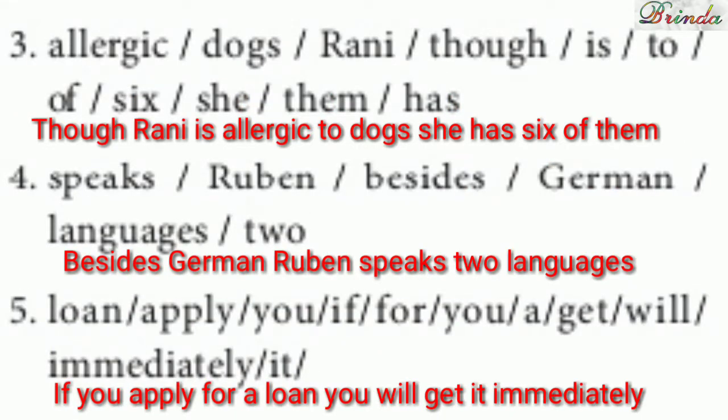Third one, allergic, dogs, Rani, though, is, to, of, 6, she, them, has. Answer is, though Rani is allergic to dogs, she has 6 of them. Fourth one, speaks, Reuben, besides, German, languages, 2. Besides German, Reuben speaks 2 languages.